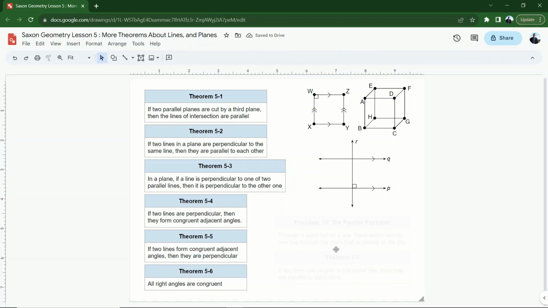And then Theorem 5.6 is also pretty simple. All right angles are congruent. What are congruent angles? Angles with the same measure, right? And right angles have a measure of 90 degrees. So because right angles have a measure of 90 degrees, and they all have the same measure, they all have to be congruent.